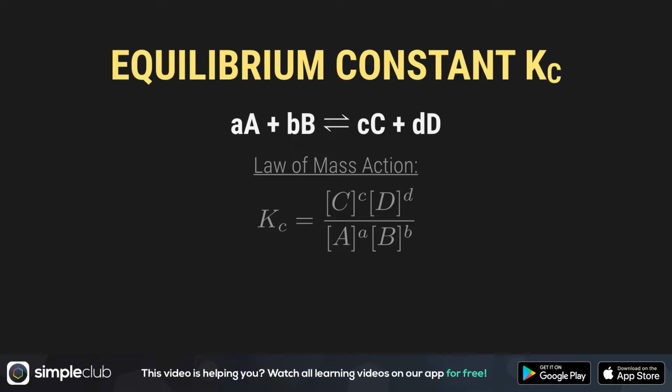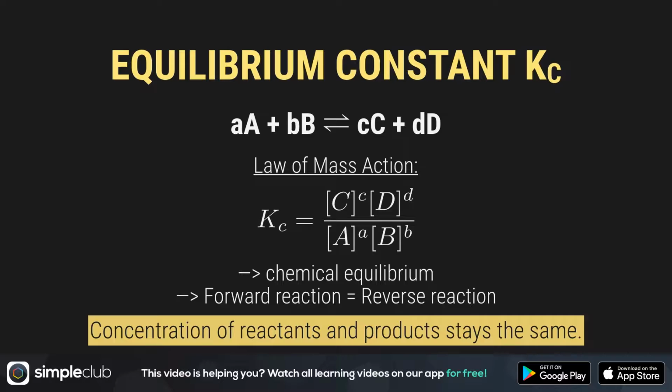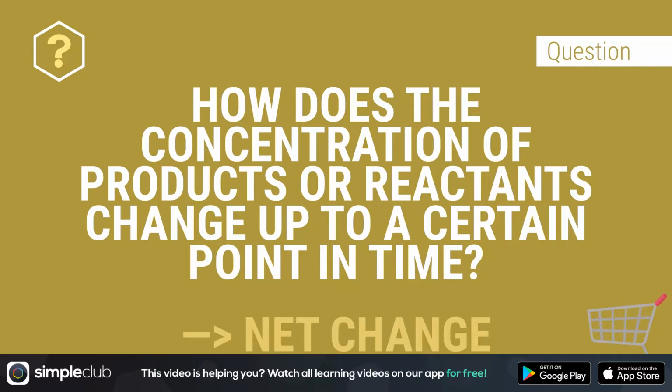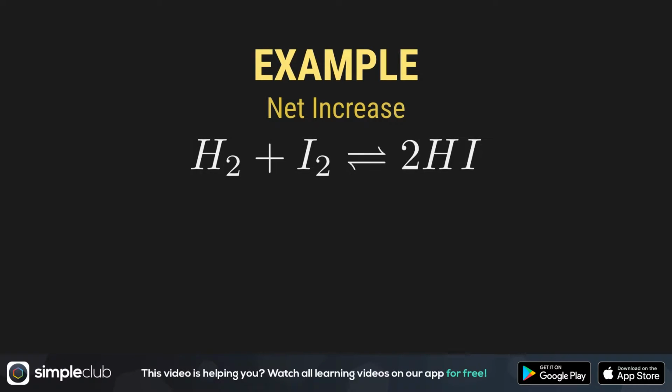You probably already know the equilibrium constant Kc. With Kc, we can make statements about what the relationship between products and reactants looks like when a chemical equilibrium has been established. But now, we also want to know how the relationship changes when the chemical equilibrium has not been reached. We want to know how the concentration of products or reactants will have changed by a certain point in time. We're talking about a net change. What's that now? So we'll take another look at the reaction equilibrium for the formation of hydrogen iodide.